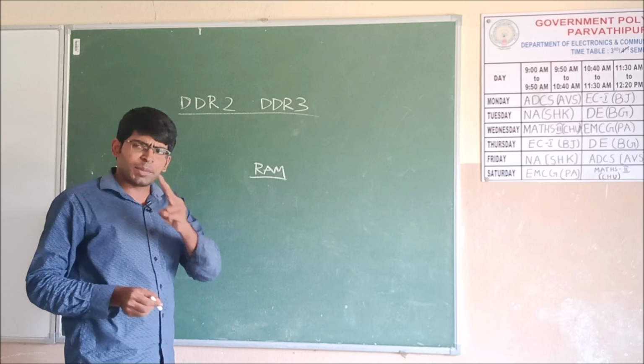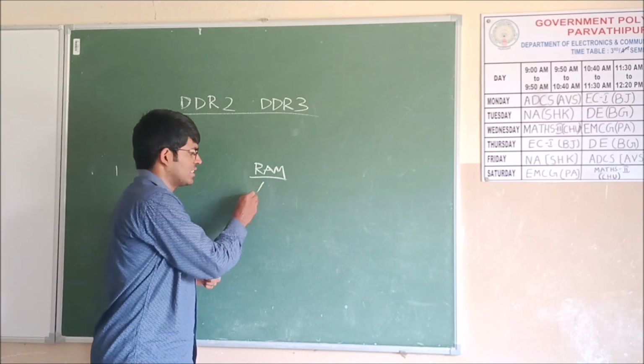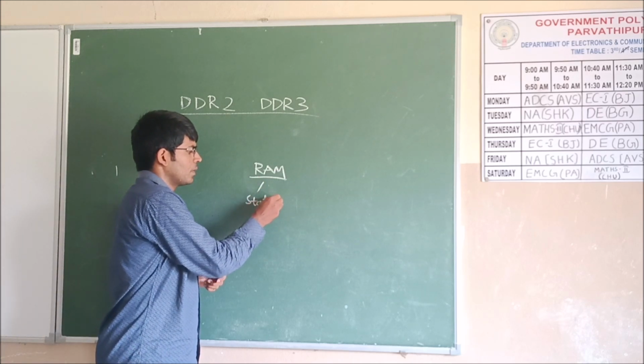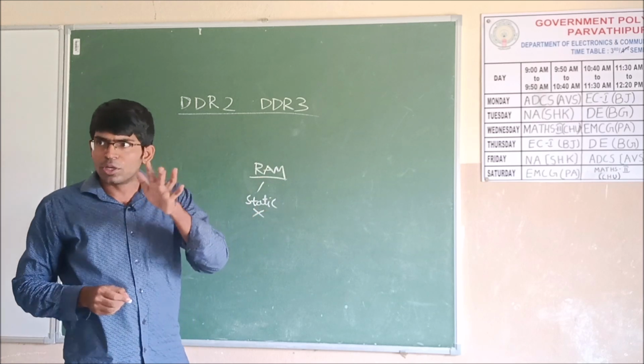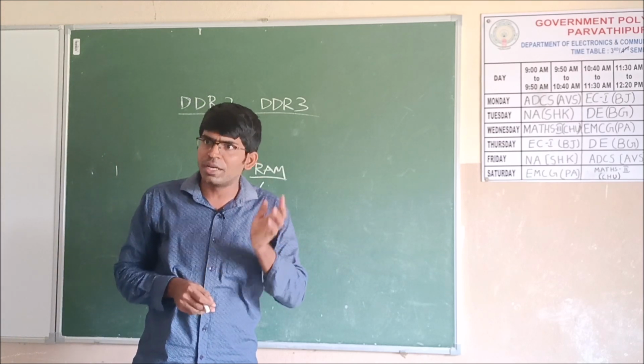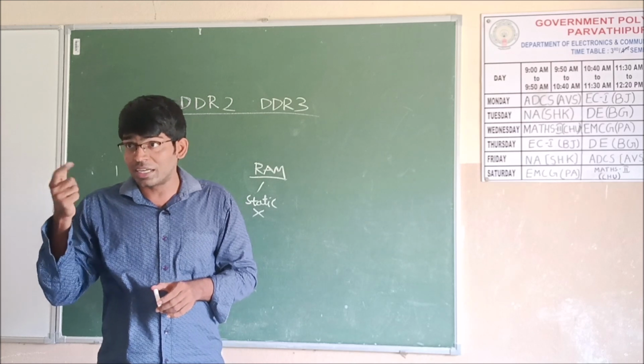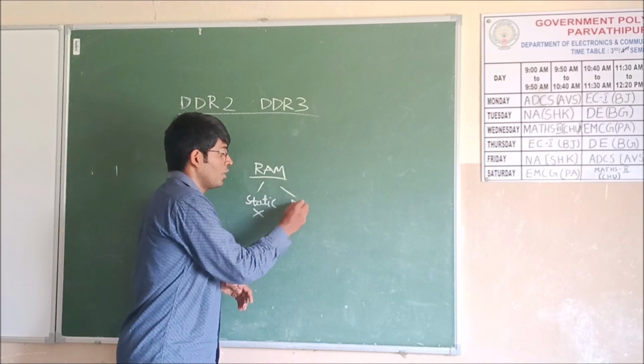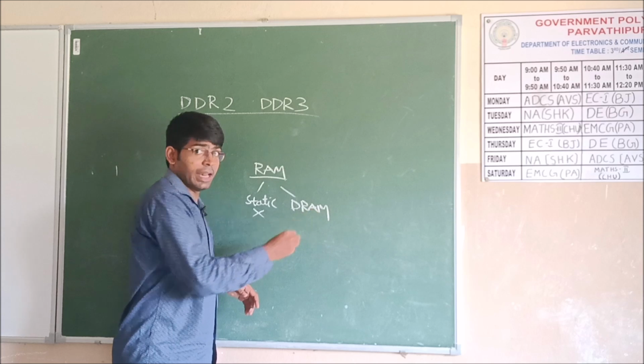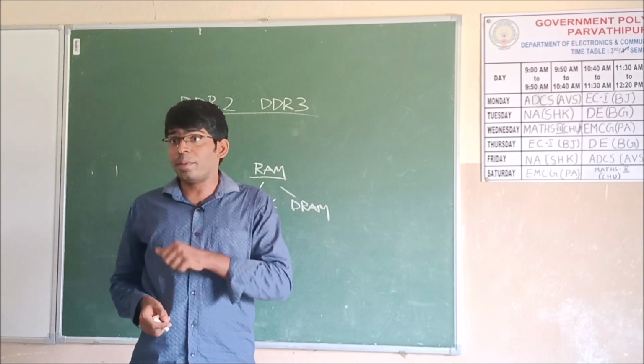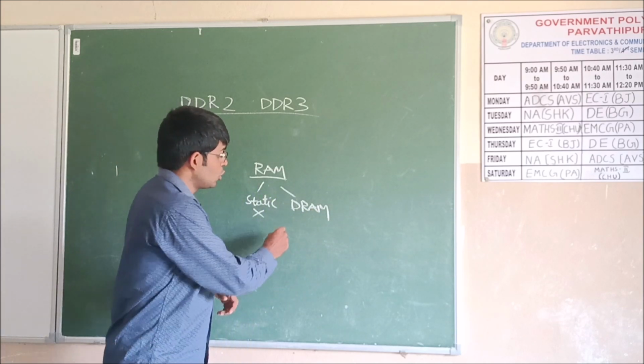Here, two types of RAMs are available to us. One is static RAM. This was used in olden days. Nowadays, we are not using any static RAM. The second one is dynamic RAM. We also call that DRAM. In this DRAM, we can use RAM.